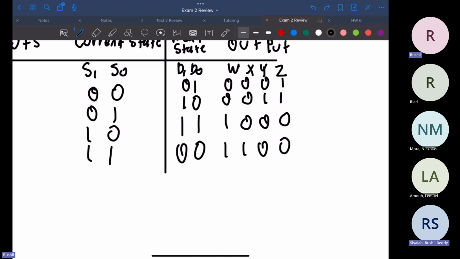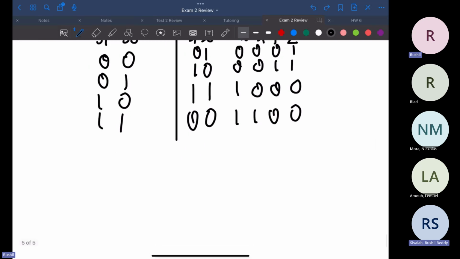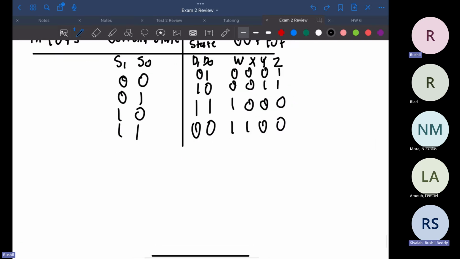No, you can't simplify it. Look at it. What kind of circuit is that? What is 0, 1, 1, 0? XOR. Yes, XOR. So D1 is equal to S1 XOR, an exclusive OR.